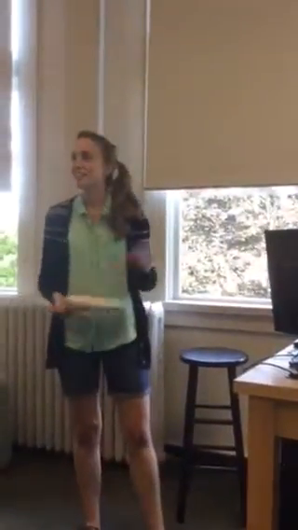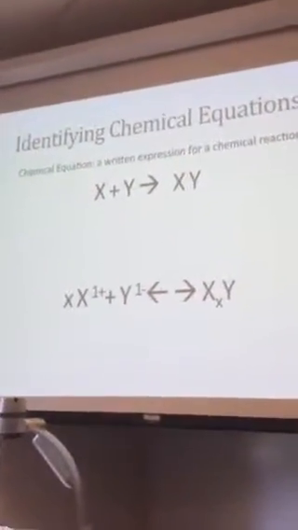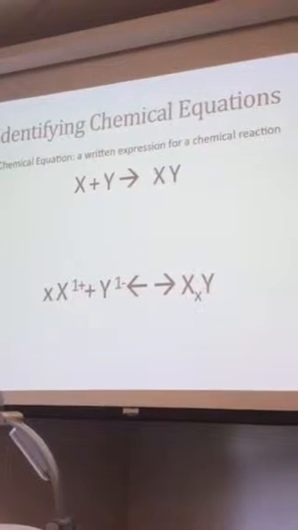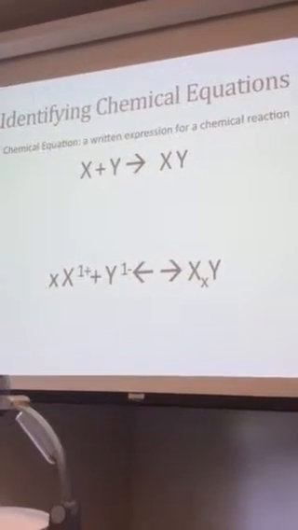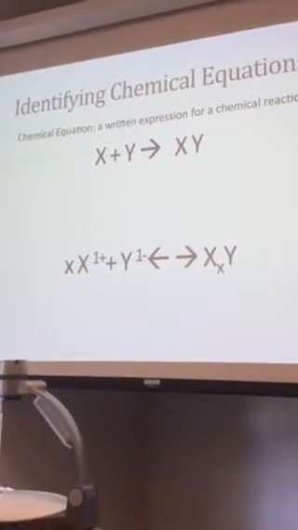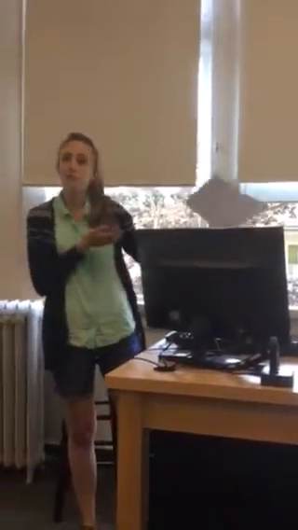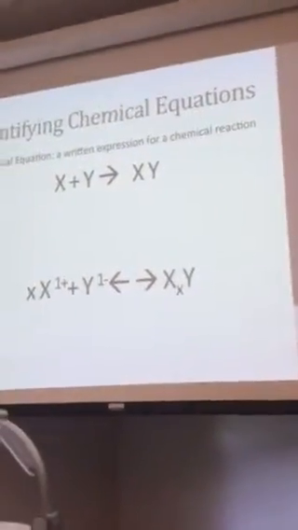All right. So the first thing I want everybody to be familiar with before we start today is identifying chemical equations. As you see up there, we've got our lovely definition. A chemical equation is a written expression for a chemical reaction. So in this first equation on the top, we've got a left side and a right side. I don't know if anybody's familiar with chemical equations, but is it possible that somebody knows what happens on the left side of an equation?